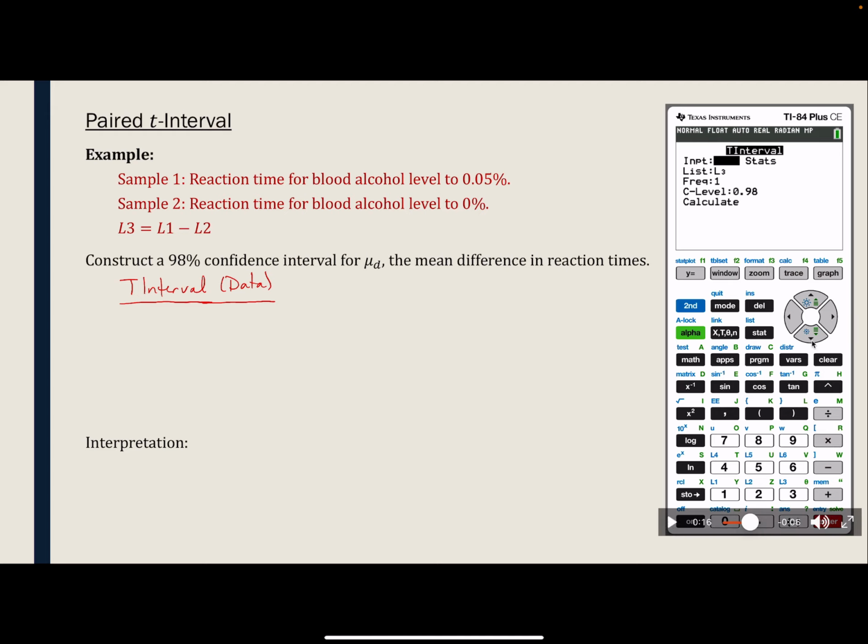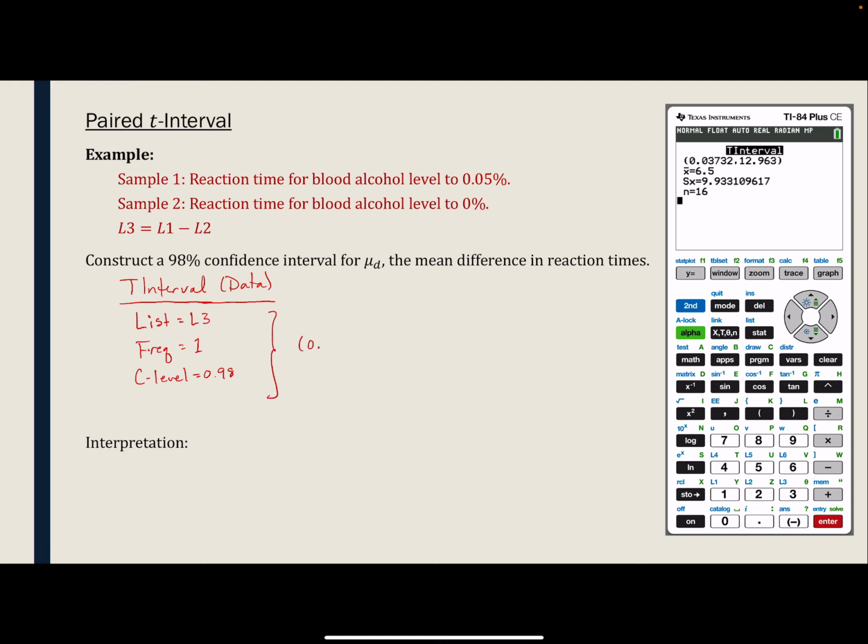And again, you want to make sure to choose data, and you want to make sure that your list now says L3, because it most likely says L1 if you haven't done the test before. Frequency is always 1, and our C level is 0.98. By the way, this also means that when you go to mix up your tests, really take a look, because you might then have a one sample t-test after this, so you have to change that back to an L1. Just be really careful of what it says there.